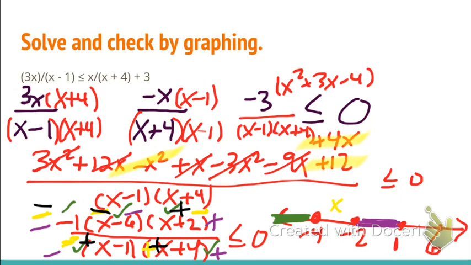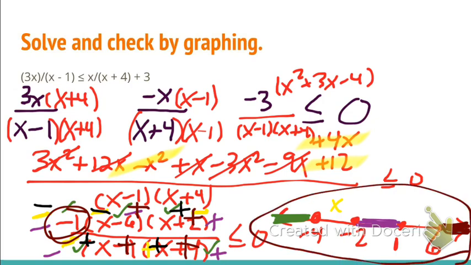And then last but not least, we could plug in a number greater than 6. If we plugged in 7, positive, positive, positive. So all the factors would be positive, but this negative 1 makes the entire rational expression negative. So we're going to highlight that interval. So that's what our graph would look like.